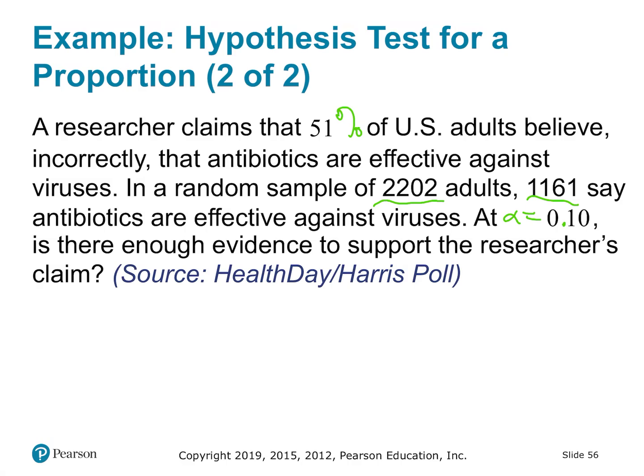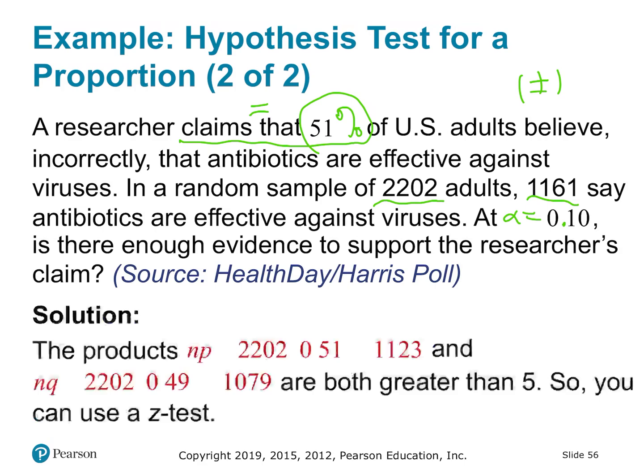Is there enough evidence to support the researcher's claim that p equals 51%? Notice no direction, so that's equals 51%, and then the other one will have to be not equal to. No direction hint. There's no greater than, there's no less than. Look carefully for that. And so we double check to make sure we're all doing everything okay. So this is always a good idea. Yeah, 1,123 looks pretty big. And then Q, you multiply it and you still get over 1,000. They're both greater than 5, so of course you can use a z-test.